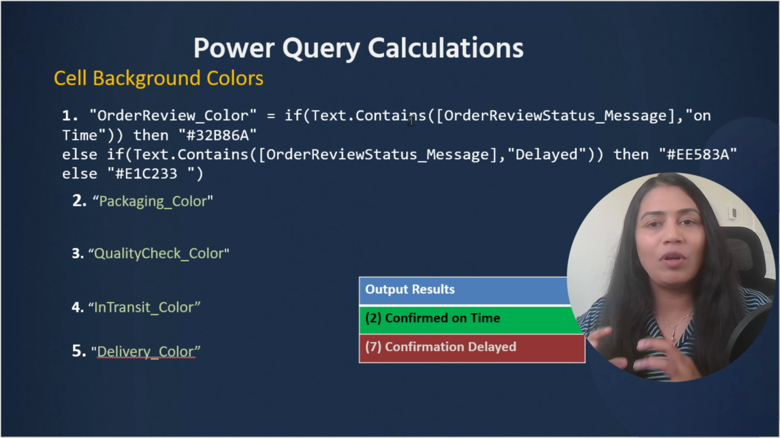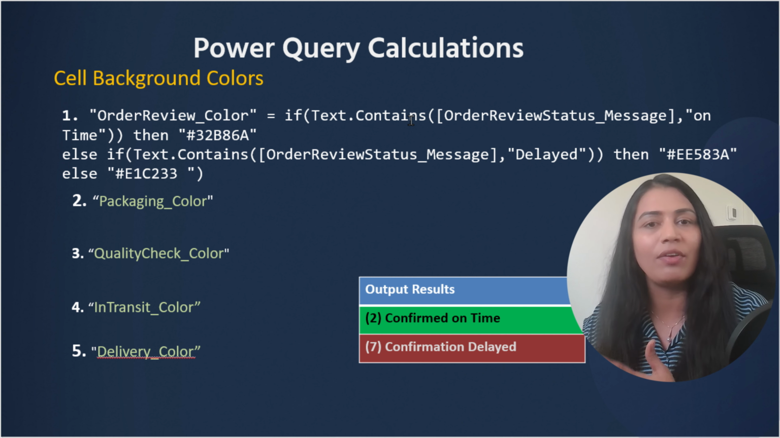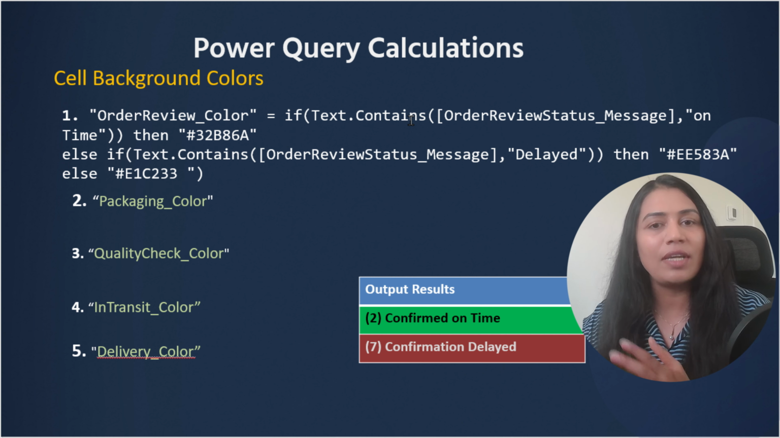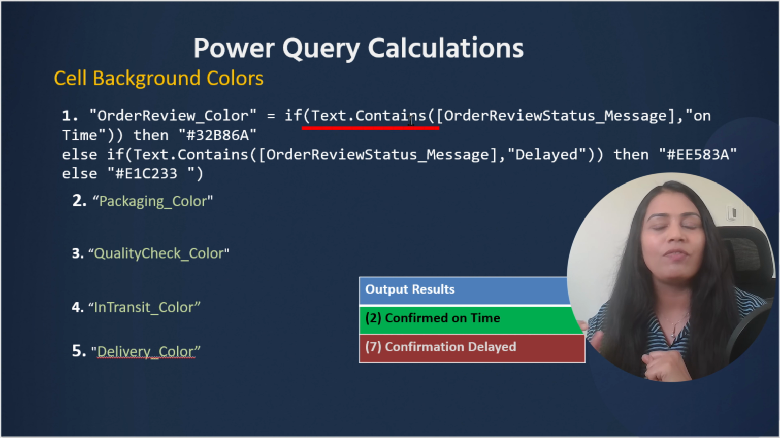Here, using the same logic again with if-else conditions, I'm going to assign different colors like red, green, and yellow colors at different conditions, checking for those keywords whether the order is confirmed or delayed using a text.contains function to find the keyword in the status message. Here, you can see the sample output message of how it displays confirmed on time with a green background and delayed ones with a red background.